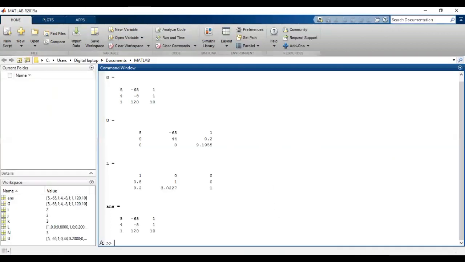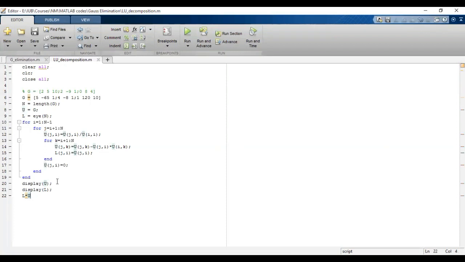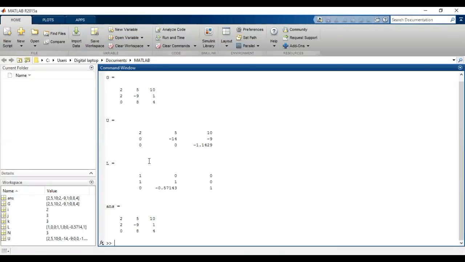Let's run this code, and you can see this is my A matrix, this is the upper triangular matrix, this is the lower triangular matrix, and when I multiply these two matrices, I get the same system matrix. So this code works correctly, and I can change my system matrix to this one: 2 5 10 2 minus 9 1 0 8 4. Now let's again run this code, and you can see this is my upper triangular matrix, this is my lower triangular matrix, and this is the product. So the product of L and U matrices is equal to the original system matrix.